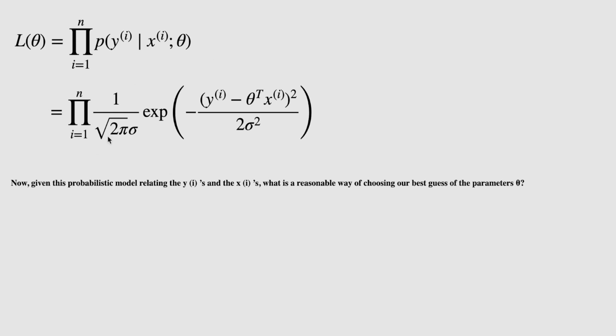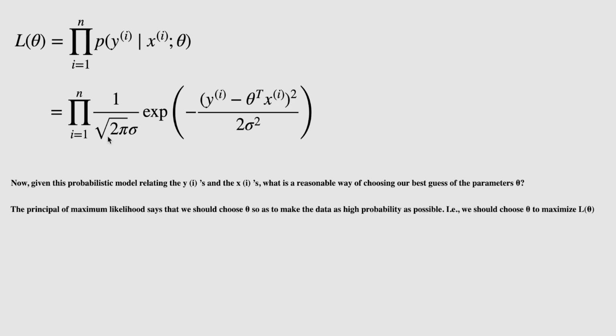So now, given this probabilistic model relating yi and xi, what is a reasonable way of choosing our best guess of parameter theta? That is our task. How can we choose theta? The principle of maximum likelihood, because we want to maximize the probability, says that we should choose theta so as to make the data as high probability as possible. We should choose theta to maximize the likelihood function. And that is what our next task is.